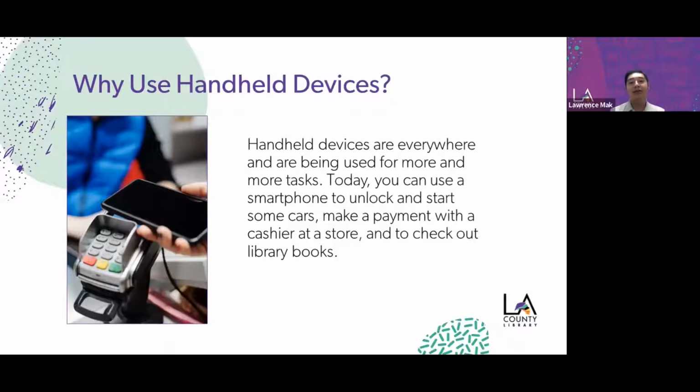So you might be asking yourself, why use handheld devices? Well, handheld devices are everywhere and are being used for more and more tasks. Today, you can use a smartphone to unlock and start some cars through apps. You can make a payment with cashiers at a store using a chip in the phone that allows it to verify the payment. Or you can use it to check out library books using this really cool app called Libby that gains you access to LA County Library's ebook and audiobook collection.